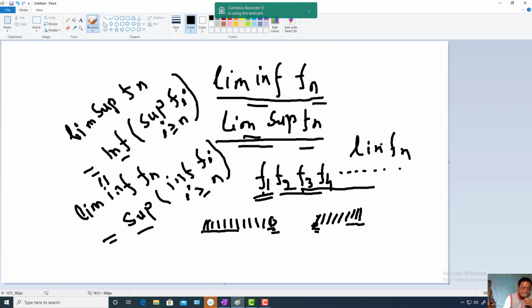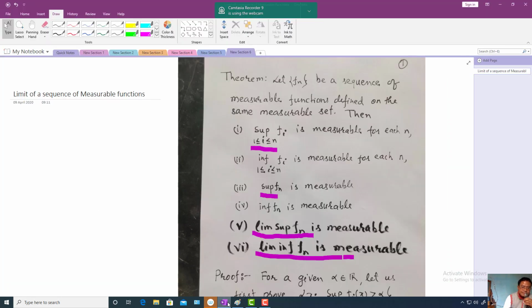So after understanding this idea, let us go back to our theorem directly. Let us first prove that the limit supremum is measurable when each member of the sequence is measurable, for the finite case, the supremum and the infimum are also measurable. And this is for infinite cases. For infinite cases, i runs from 1 to infinity, then we drop this and just fn is written, for limit supremum fn and limit infimum fn that we just talked about.